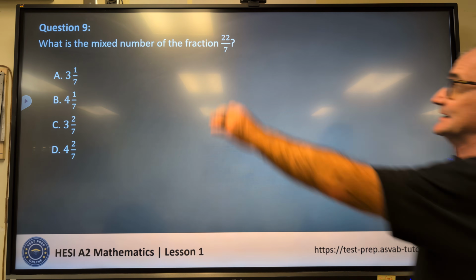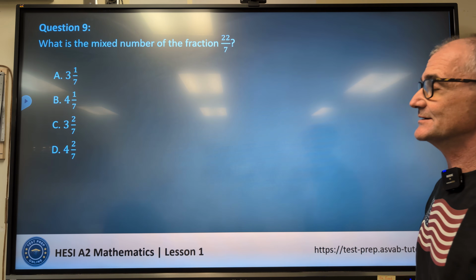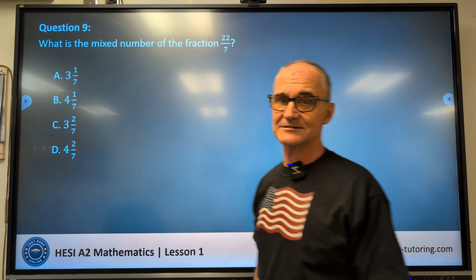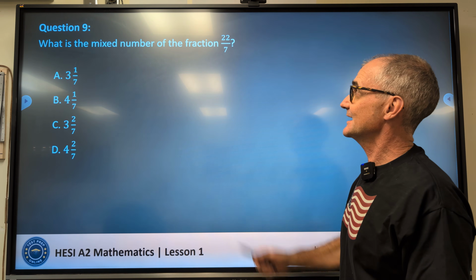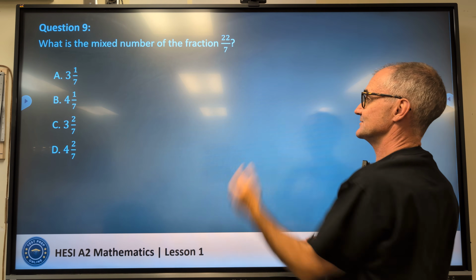This is an improper fraction. Convert it back to a mixed number. So a mixed number is an integer and a fractional portion. The way I do that, I think of that fraction standing up like this, and it falls over to the right.